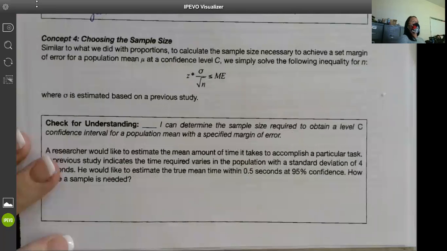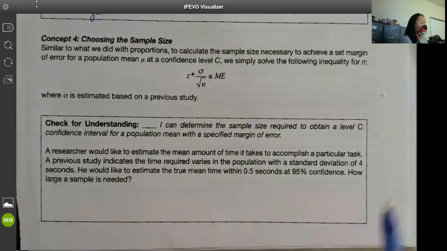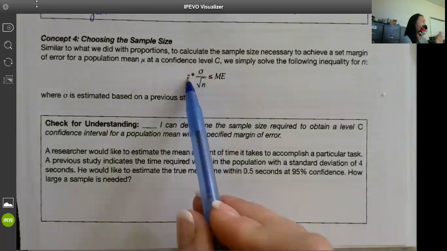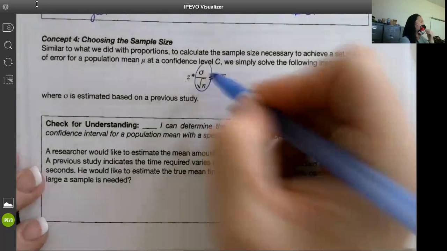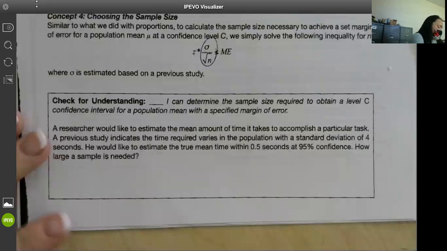For real. All right. So here's the thing, when you're trying to find sample size for this, you still use Z-star, okay? That never changes. So if you're trying to find sample size, always Z-star. The only difference is the formula that you use for your standard deviation part. Everybody got that? So be aware of that. Don't use T-star on this. So it says a researcher would like to estimate the mean amount of time it takes to accomplish a particular task. A previous study indicates the time required varies in population with a standard deviation of 4 seconds. He would like to estimate the true mean time within 0.5 seconds at a 95% confidence. How large a sample is needed?